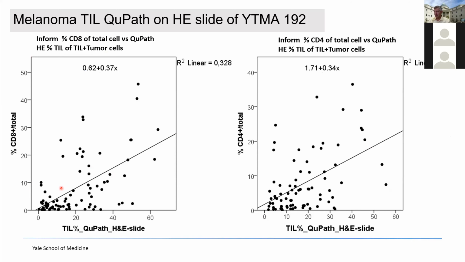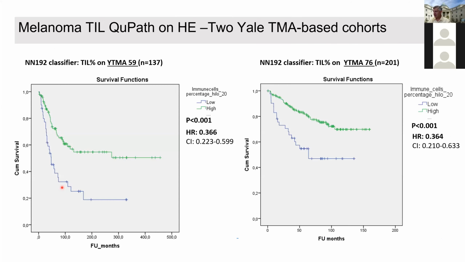And so then the next thing we did is try a couple of validation sets. And here's a validation set on a Yale cohort, which was a TMA, and another validation set, YTMA 76, which was all stage 2 and stage 3 patients. And again, both validate with hazard ratios in the 0.35 range. So optimistic, but this was all done on TMAs.